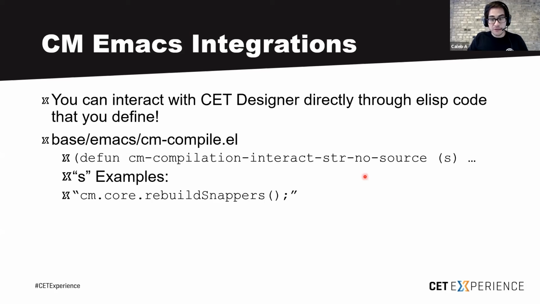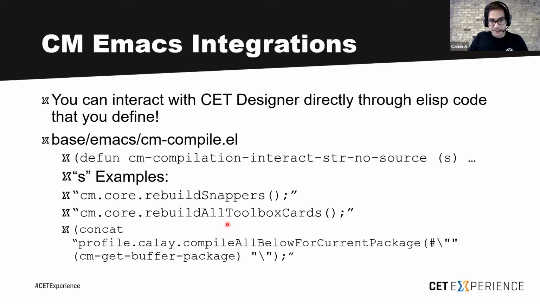Or when you have new library buttons and you have to go into CET Designer and press Shift F5, call what Shift F5 does with this string. You can even use Lisp in between to grab current buffer or file or package information or whatever. And notice here how I'm also calling profile code. So if you have profile code that does specific things, it's even more powerful.